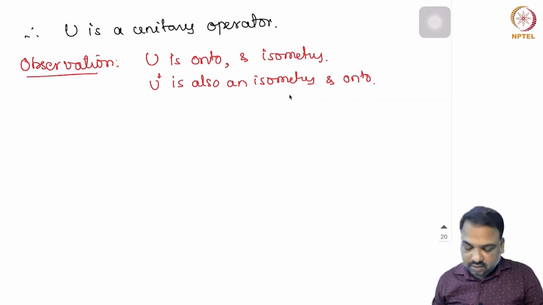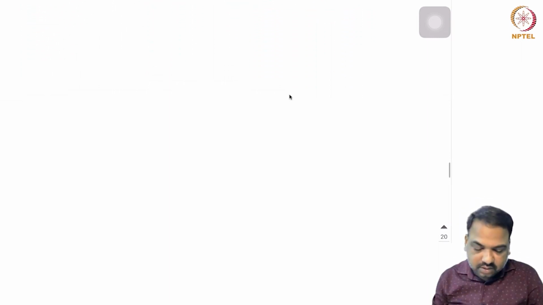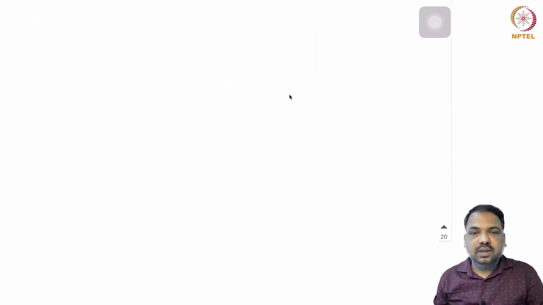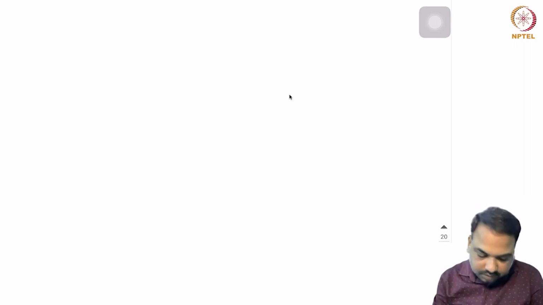unitary. Now the question we can ask is: what are all the characterizations of unitary operators? In other words, when is an isometry a unitary operator? So before addressing this question, first we want to characterize isometries, then we can discuss the characterization of unitary operators.